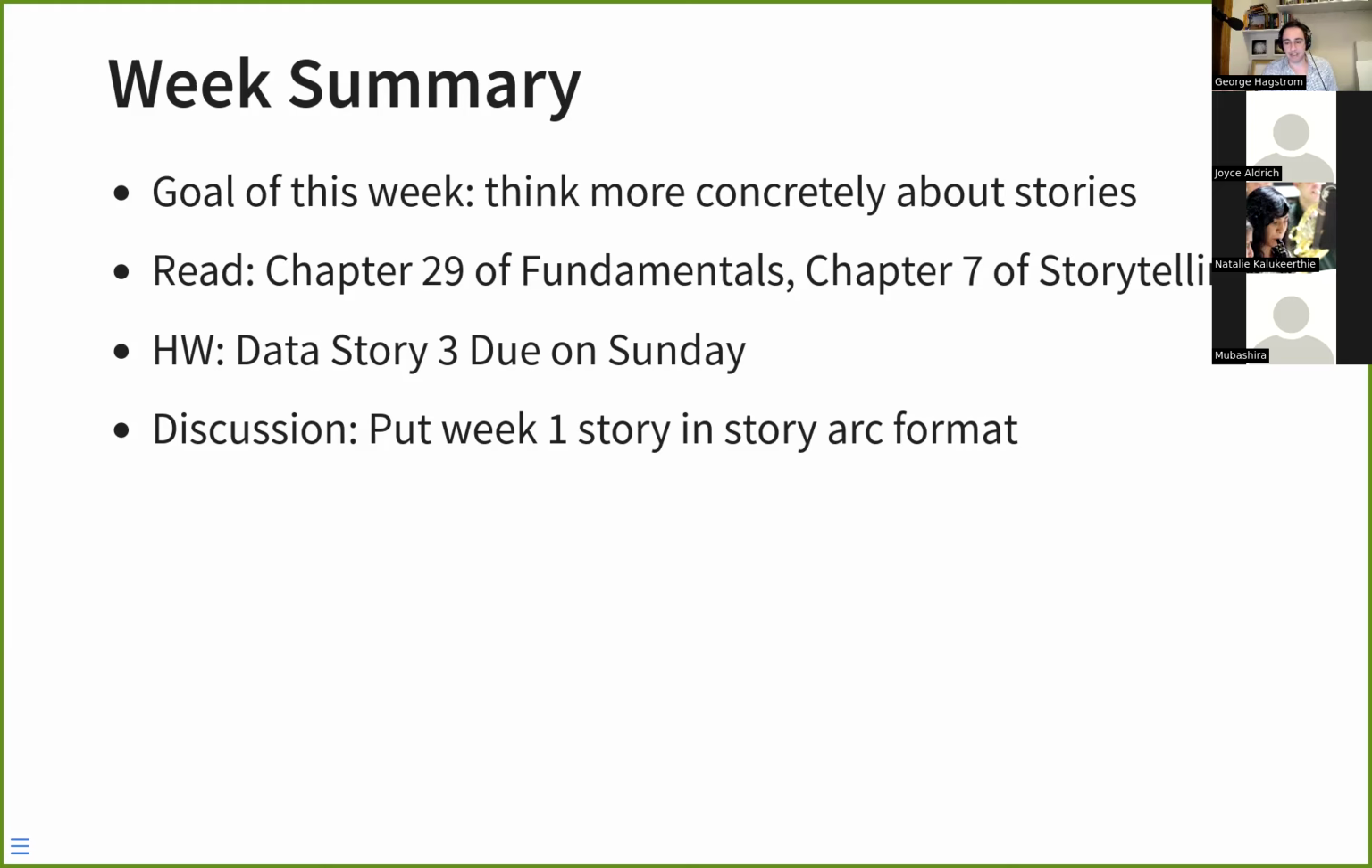The two reading assignments are both focused on storytelling specifically. We're going to read chapter 29 of Fundamentals of Data Visualization and chapter 7 of Storytelling with Data. Both of those chapters talk about different ways of structuring a story and how to apply that to your figures.